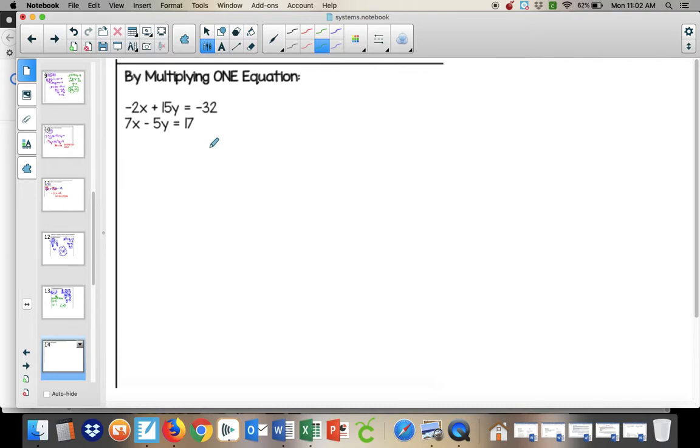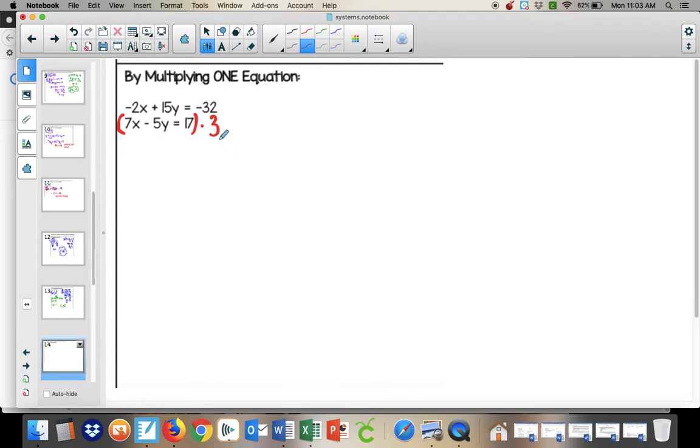Now, sometimes you can eliminate by making one or the other equation a little bit bigger. So I'm only going to multiply one of the equations to make them opposite. Can I make 7 opposite of negative 2? Yeah, I mean, I could, but I have to do something to both equations. But can I make negative 5 opposite of 15? I can by multiplying this by 3.